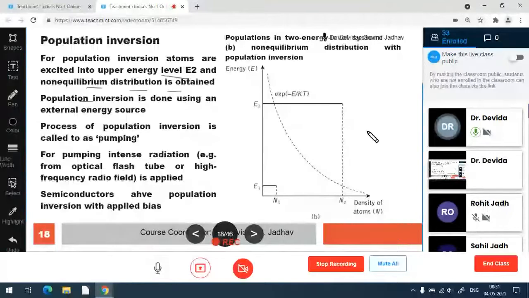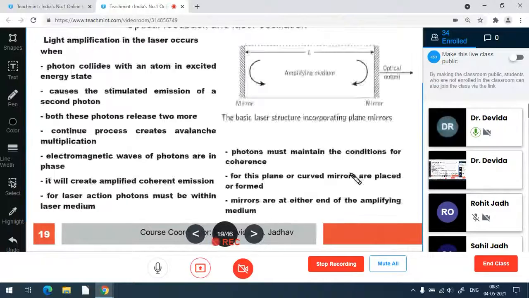The population inversion is done using the external energy source. This process of population inversion is called pumping, and pumping is done with the help of intense radiation like the optical flash tube or high frequency variable field also. But in semiconductor, population inversion is done using the applied bias. So this is the figure where the lower energy state atom density is less than higher energy state atom density. This is the population inversion.